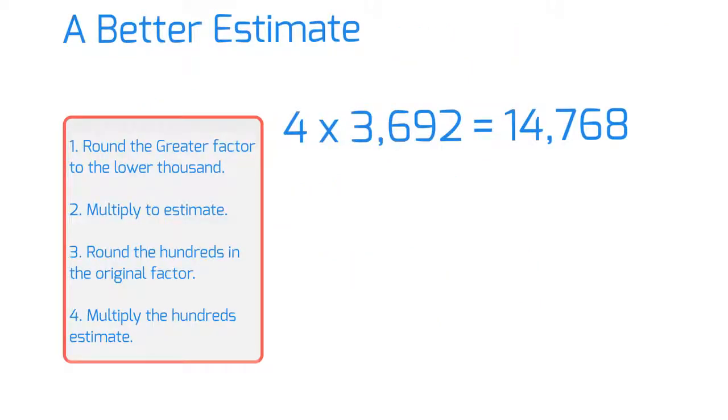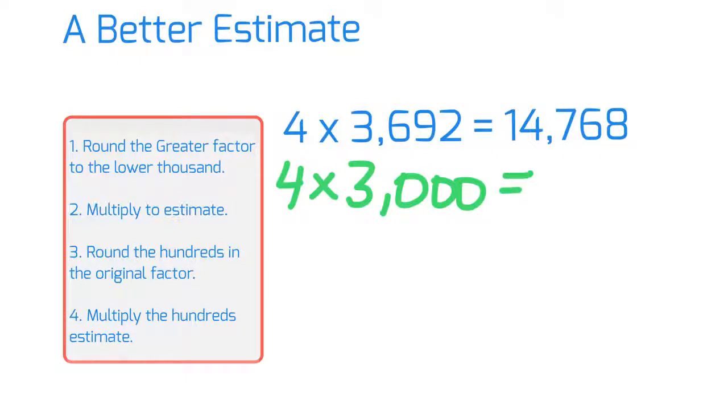Okay, so there's a better way to estimate. This method might be different than one you're familiar with, but it gives us a more accurate estimate. So one thing we want to start by doing is rounding the greater factor to the lowest 1,000. If you remember from the previous slide, our lowest 1,000 was 3,000. So we want to multiply 4 times 3,000, which gives us 12,000.